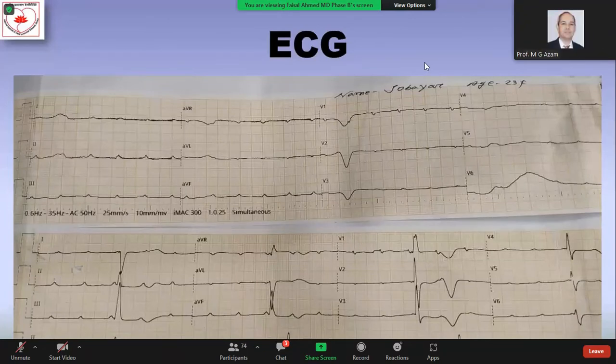The learning point is that in high grade AV block, to some extent, somehow, at least 50% of cases may eventually develop complete heart block.